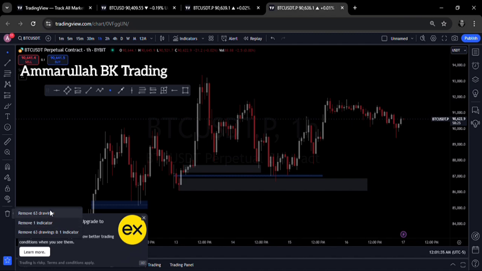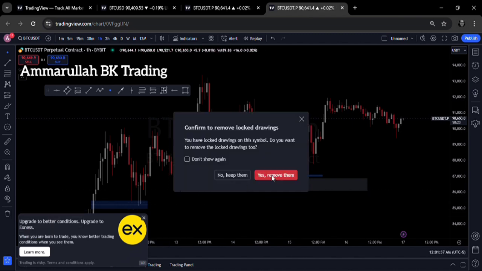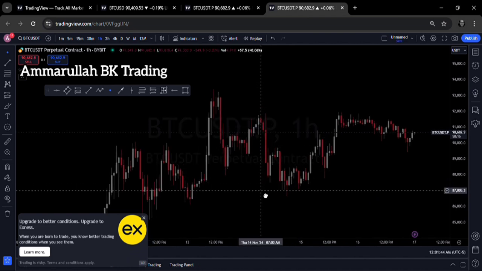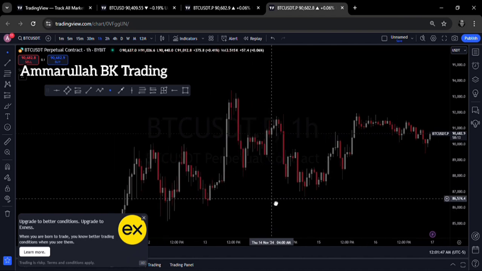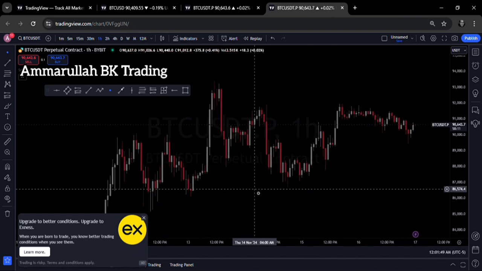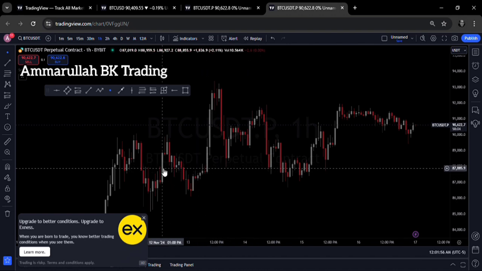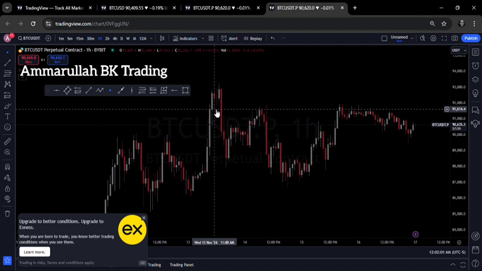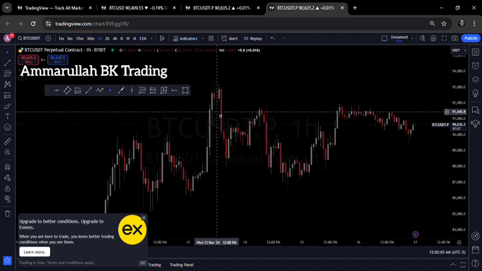Remove all drawings. Okay, here it is. So BTC: anything someone is doing in BTC this time around, in this bullish market, they should just be looking for buys. Even after I saw this change of character right here, I did not expect to even take a short position. Even if I can, I know I can.